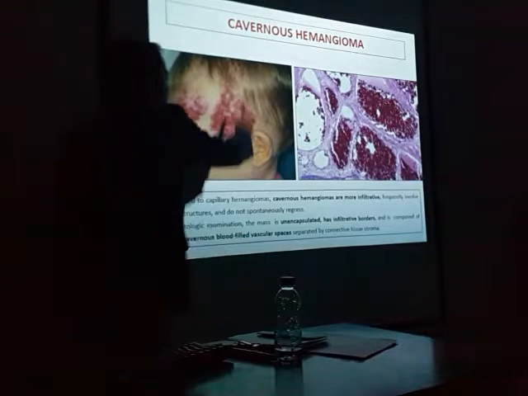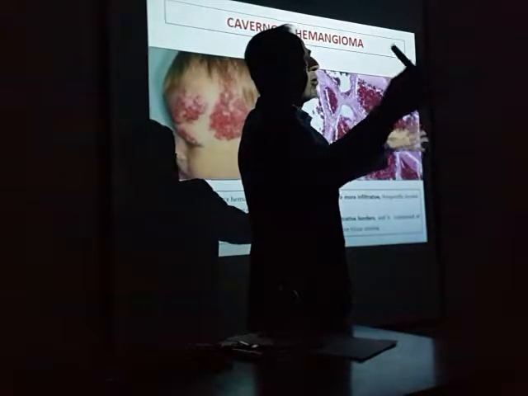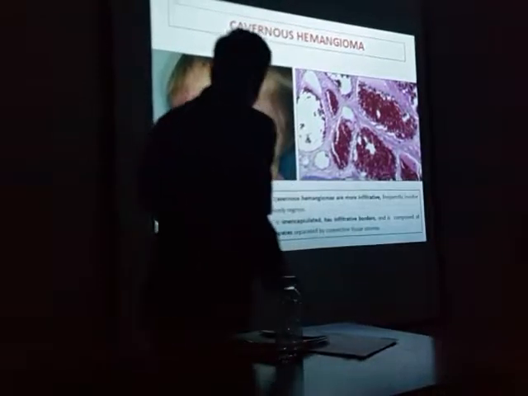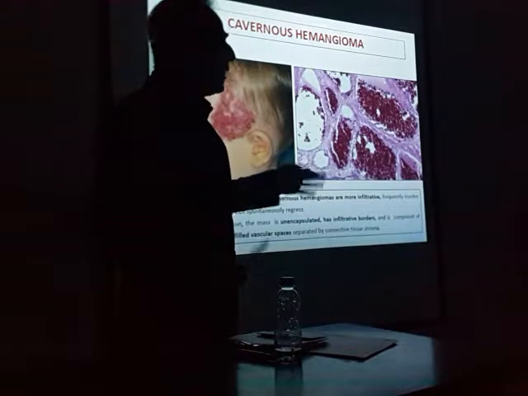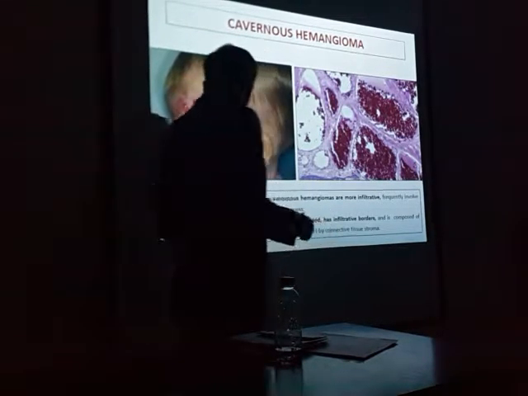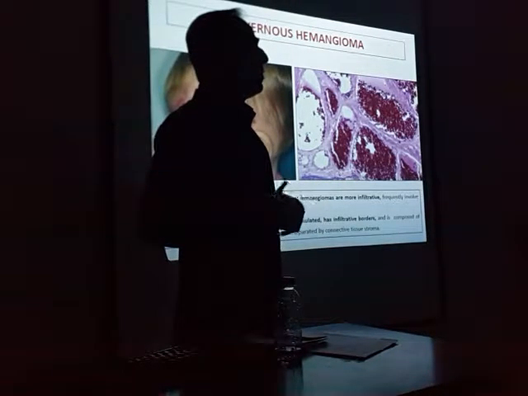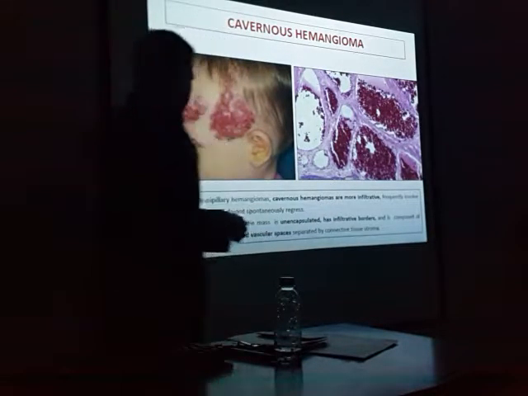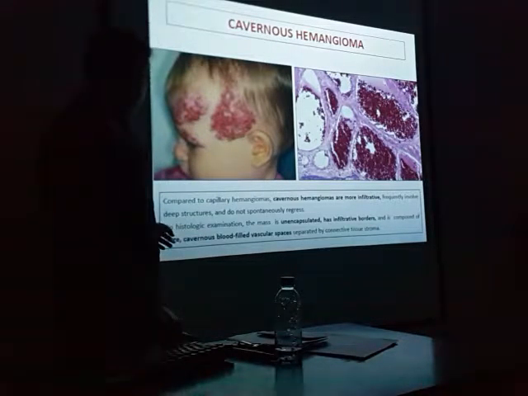But in cavernous, the hemangioma is big, okay, and the vascular spaces are also big. So you have big vascular spaces filled with blood, like this. So what is the difference? Compared to the capillary hemangioma, cavernous hemangiomas are more infiltrative. They are benign, but they can infiltrate the surrounding tissues, frequently involve the deep structures, and do not spontaneously regress. You can find cavernous hemangiomas in the liver. So they are very difficult to remove also. And they can bleed. So the surgeon has to be very careful when performing surgery on this.